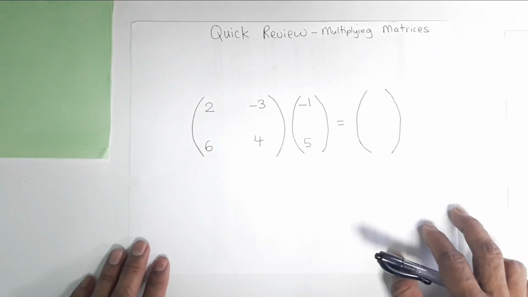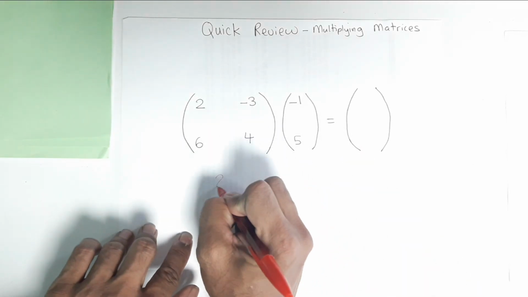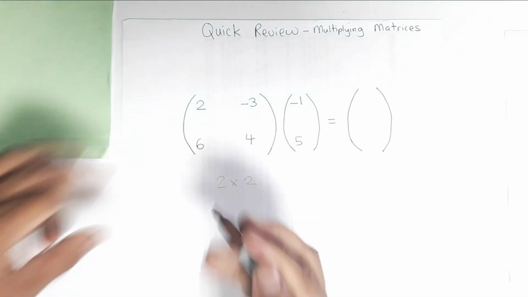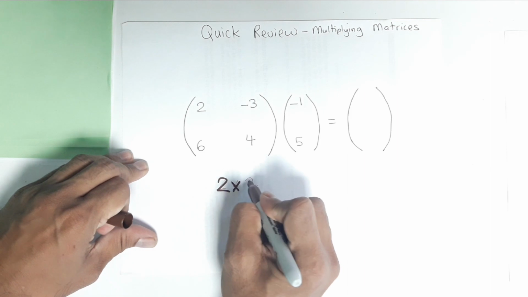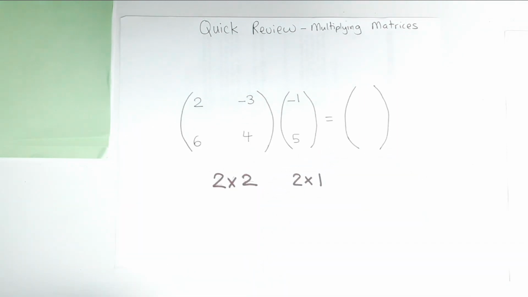So I have my own example here, and when we clarify this, we'll go back to the question. Like I said, over here it's a 2 by 2 matrix, and over here is a 2 by 1 matrix. So how do you multiply matrices?